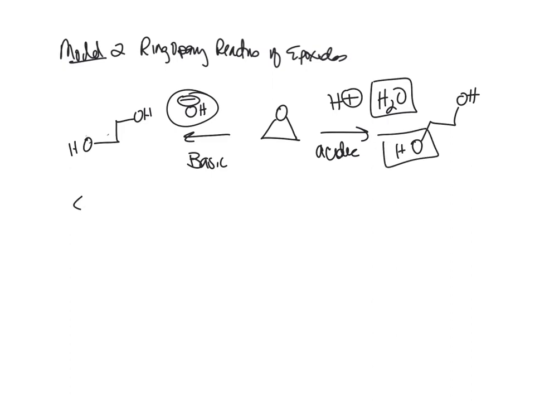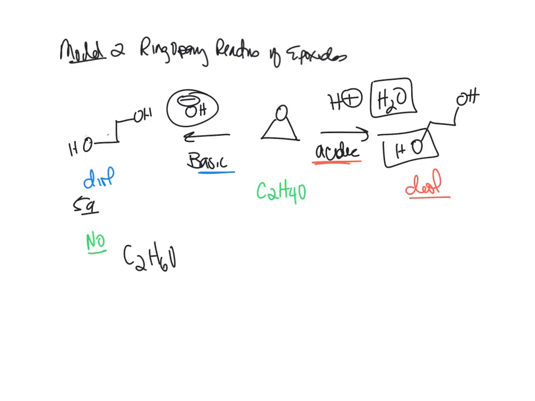Okay, so 5A. Label the epoxide in Model 2. What product forms on reaction of the epoxide under acidic conditions? So here's our acidic conditions. Do you see that that's a diol? Which product forms under basic conditions? It's a diol. Are there any differences between the products of acidic versus basic? No. Compare the molecular formula of the epoxide. So that's C2H4O. And what about the products? The products are C2H6O2.